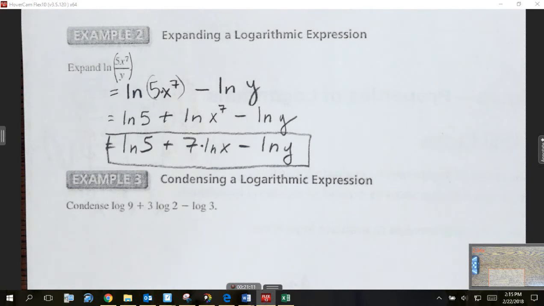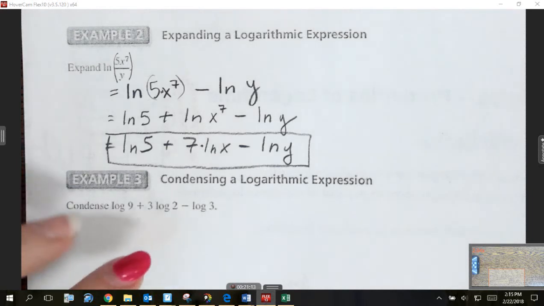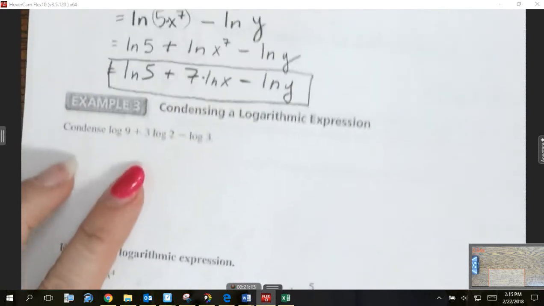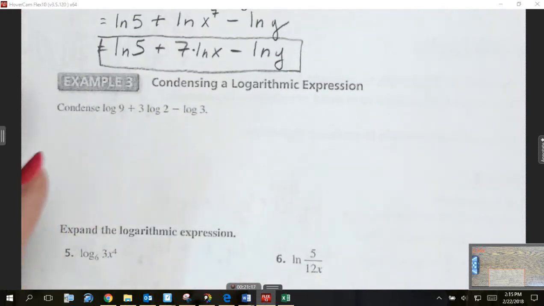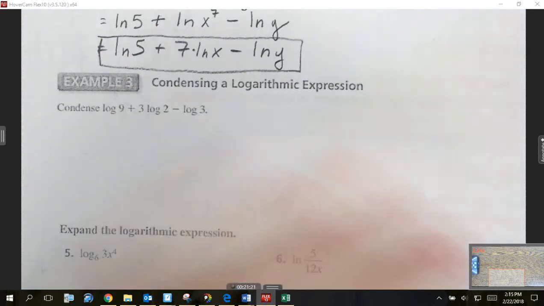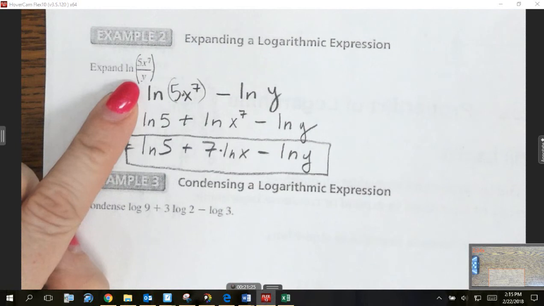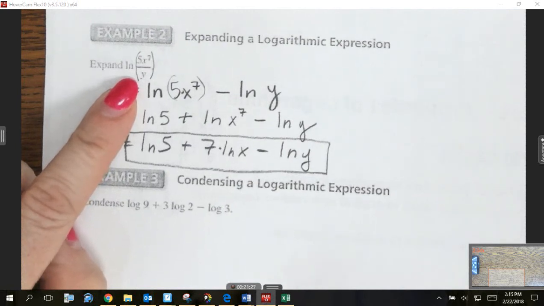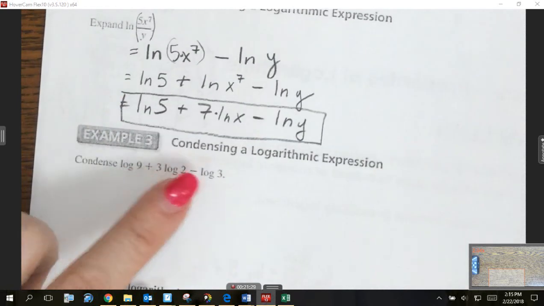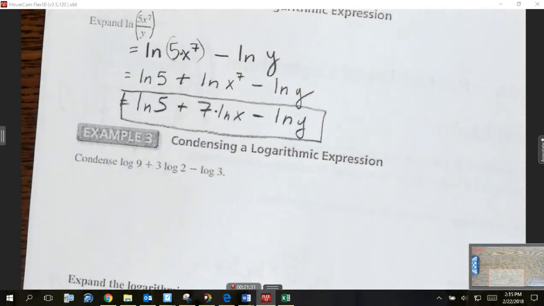So that is expanding. Condensing is the opposite of that. Condensing is putting it all back together, and when you condense, you get one logarithm when you're done. Just like in example 2, there was one ln, not ln here, ln there. So here I've got log, log, log. When I'm done, I will only write log one time.